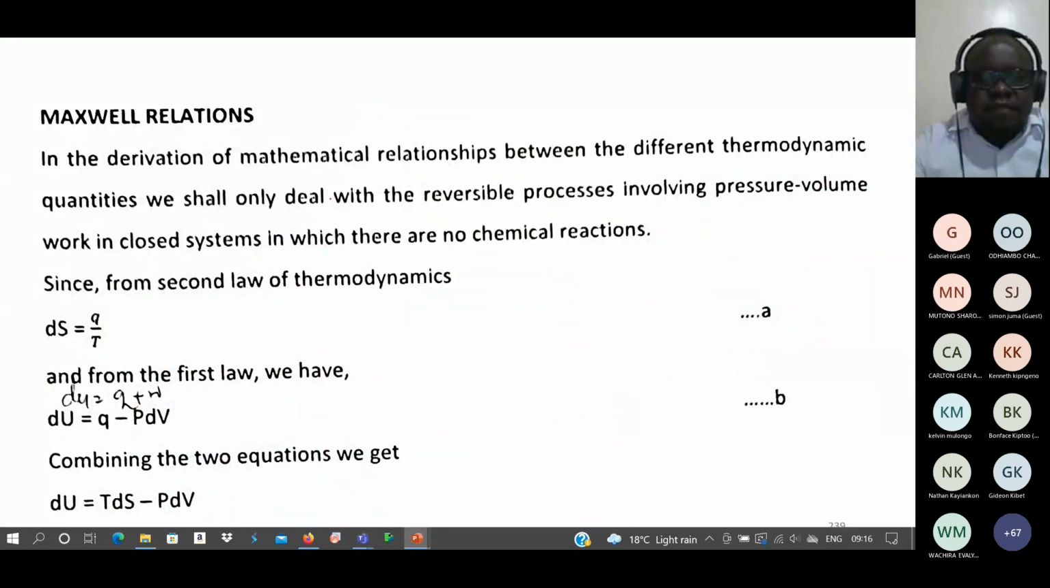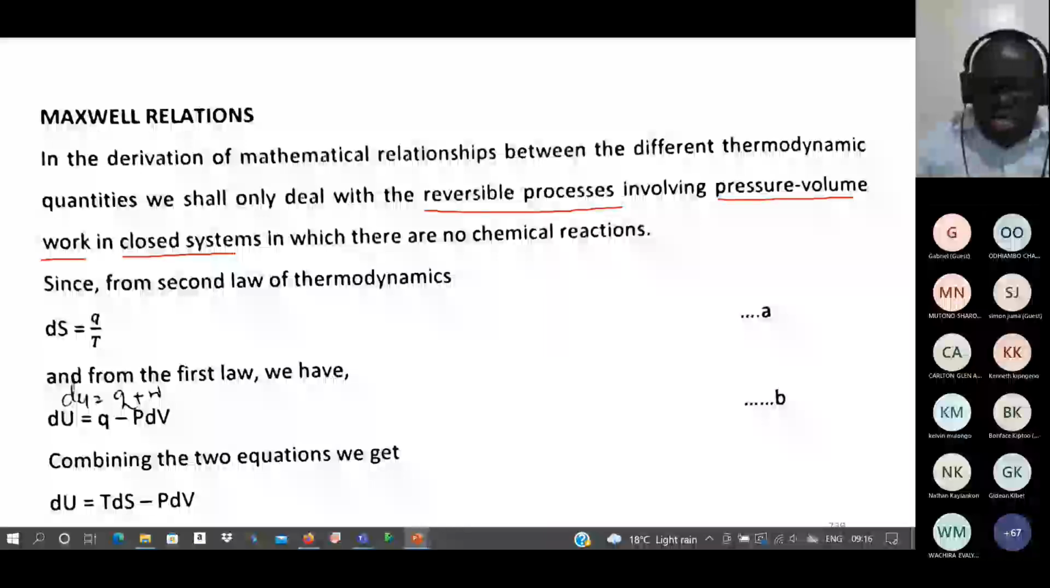In the derivation of mathematical relationships between different thermodynamic quantities, we shall only deal with reversible processes. So this is the limitation that we are putting on ourselves. We are dealing with reversible processes that involve pressure-volume work in closed systems in which there are no chemical reactions.